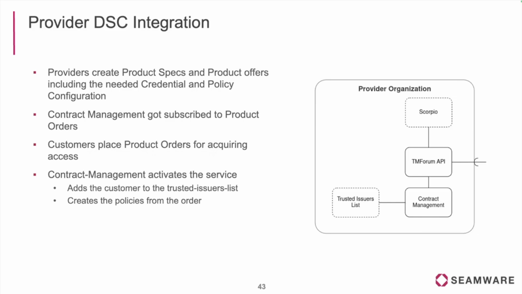to use a particular characteristic of the product specification in order to define which access control is going to be applied to the customer. And for that, there are two different characteristics, which are the credential and the policy configuration.